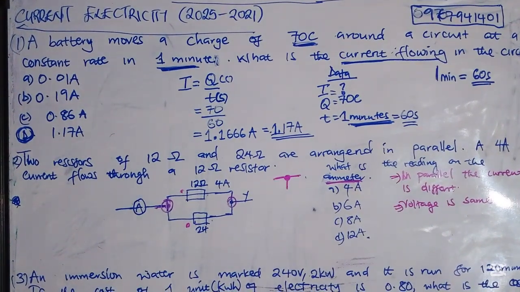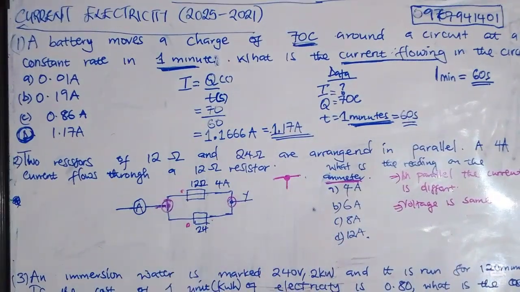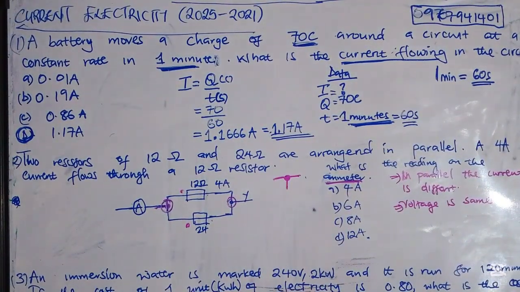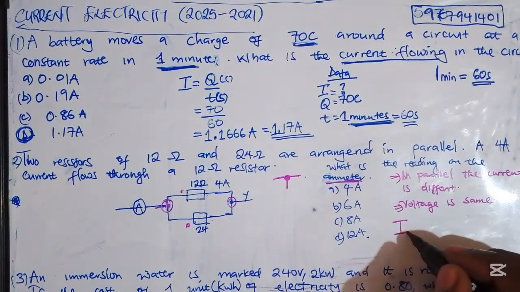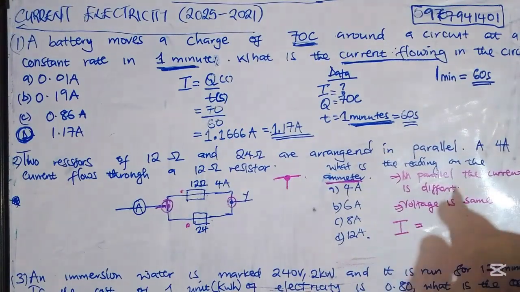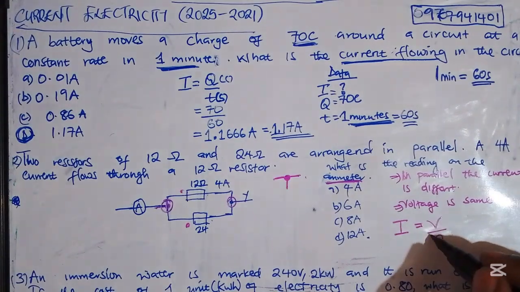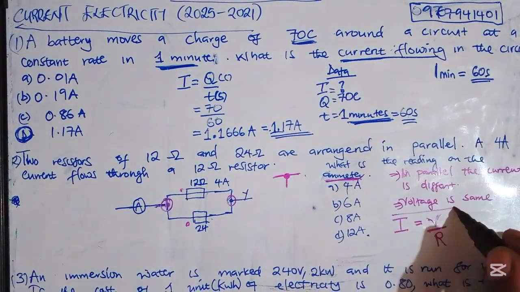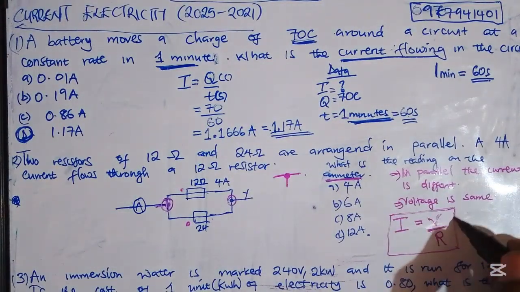So first step is you have to write the formula. So what is the formula for current? So the formula for current here, since we have resistance, we don't have time. So the formula we are going to use is current is equal to voltage divided by what? Resistance.